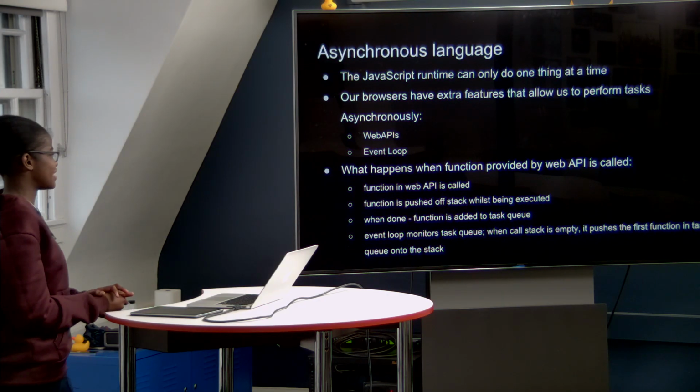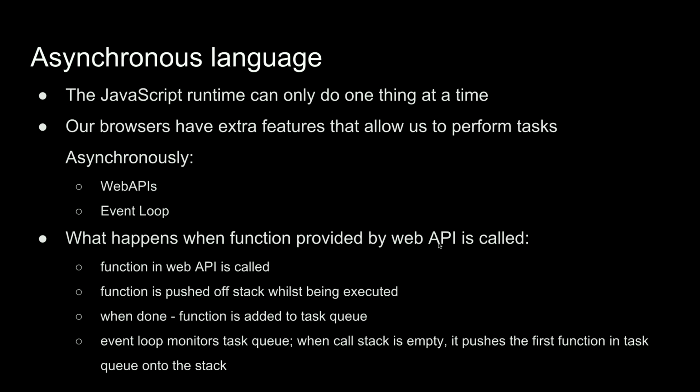So let's summarize what we just did, which is what happens when a function provided by some web API is called. I stated web API, but let's say my asynchronous function is called, right? So I'm going to have that asynchronous function code, for example setTimeout. That function will be pushed off the stack, and then it's going to be executed somewhere else. When it's done, my function is going to be added back to my task queue. And then my event loop, which monitors the task queue, is going to push my function back into the stack when done, right?